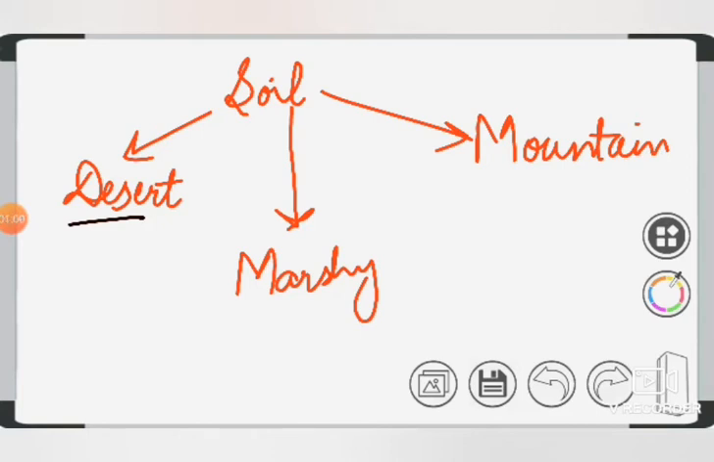Leaching of the soil is there, but it is very less in extent. This soil is mostly light brown in color. The desert soil is generally saline, and the reason is the very high rate of evaporation.